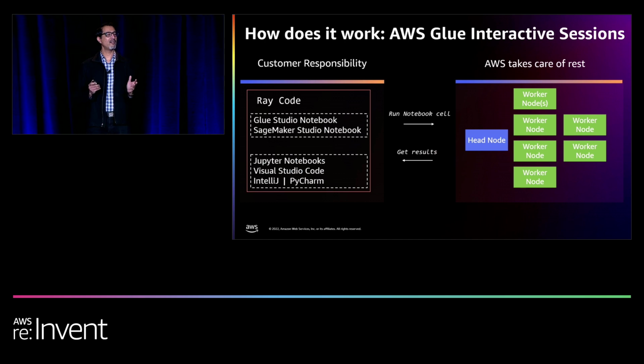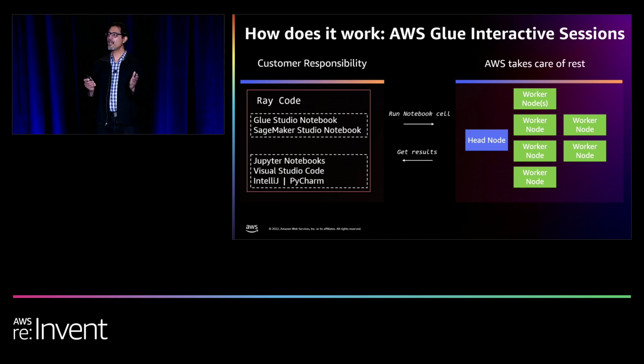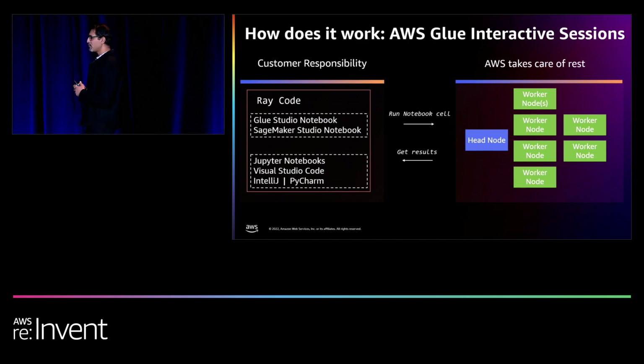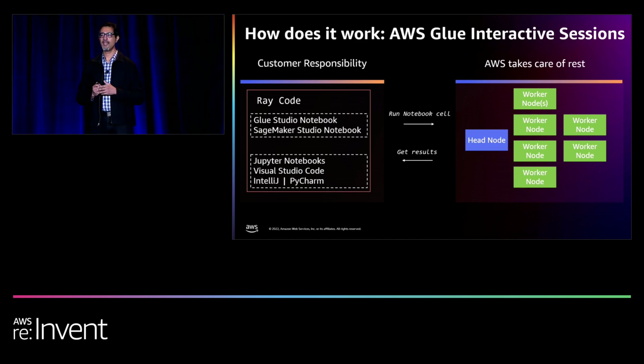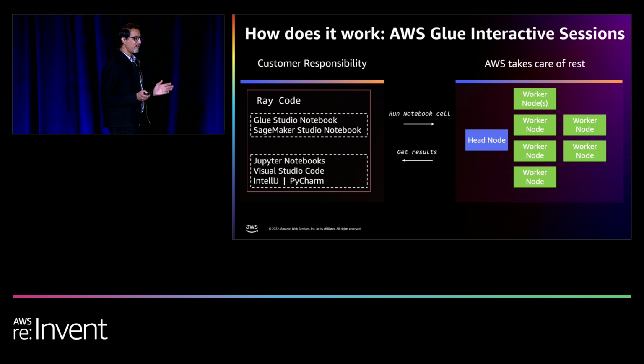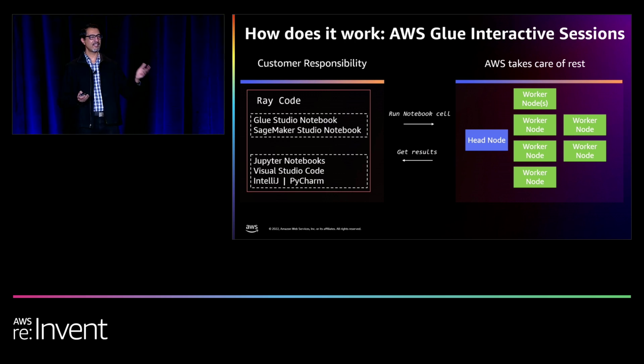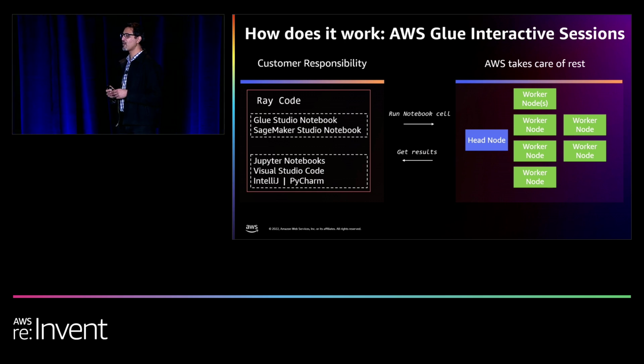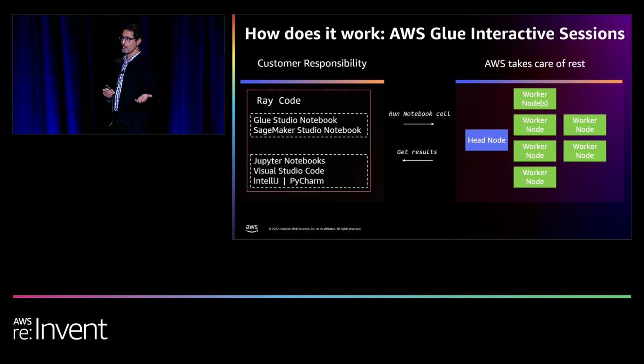And our Glue kernel will automatically go spin up the head node. It'll talk to the Glue backend, spin up the head nodes, spin up any required worker nodes. It'll run the piece of code, and it'll send the results back. In the notebook, you can see the results. If you like the results, you can go execute the next cell. But if you feel that the data is not right, I need to drop a column. This is not the right data that I'm looking for. I need to change it. You can go modify your cell, modify your code, run the cell again.